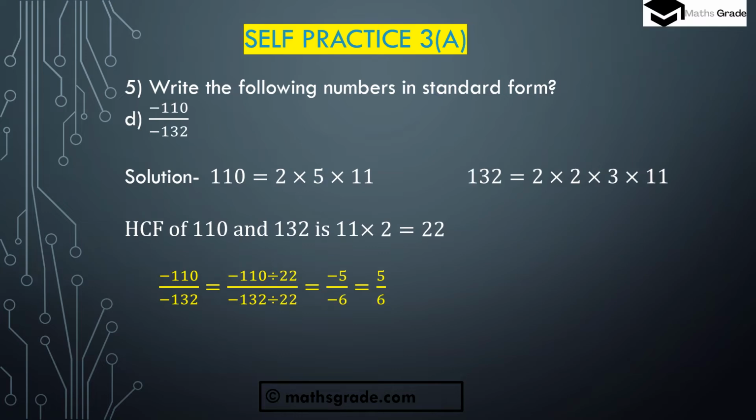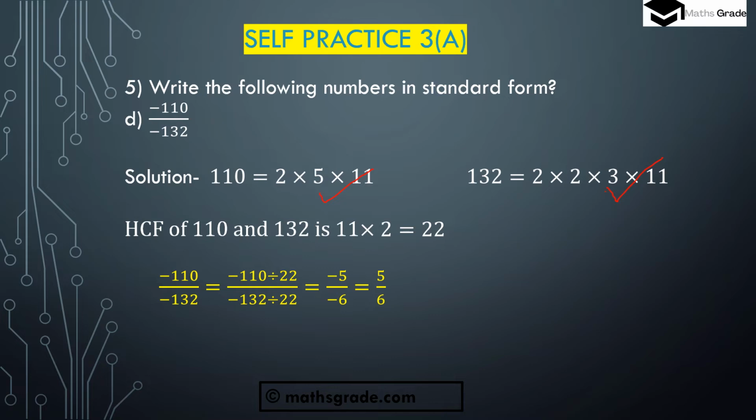Now we solve question number 5, bit D. Minus 110 divided by minus 132. We first find out the prime factorization of 110 and 132. 110 equals 2 multiplied with 5 multiplied with 11, since 10 multiplied with 11 is 110, and 132 is 2 multiplied with 2 multiplied with 3 multiplied with 11, since 12 multiplied with 11 is 132.